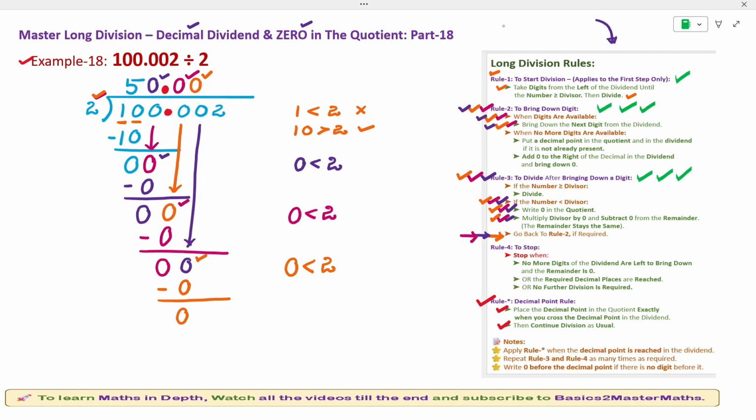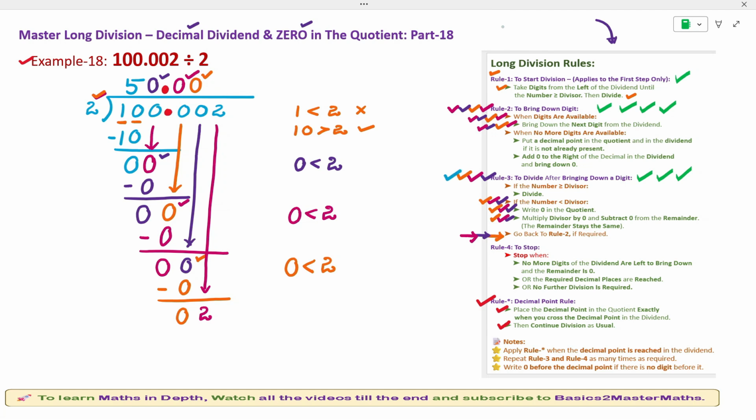Let us apply rule 2 again. When digits are available, bring down the next digit from the dividend. In this case, since the digit is available, bring down the next digit 2. Now, rule 2 is complete for the fourth time.